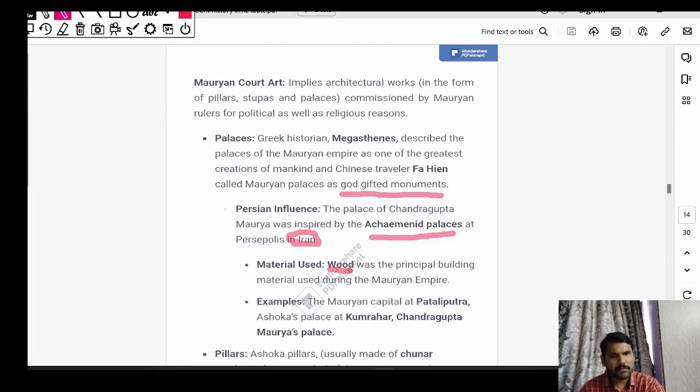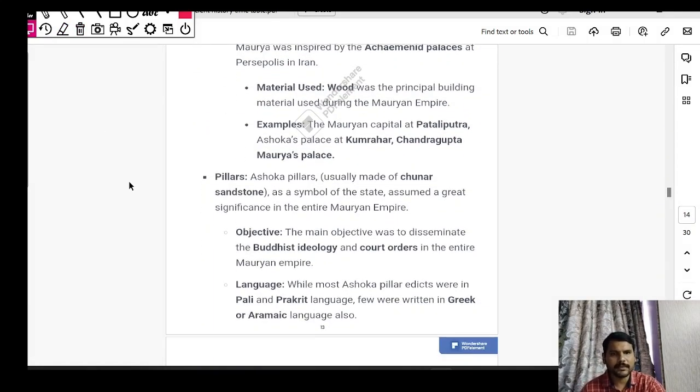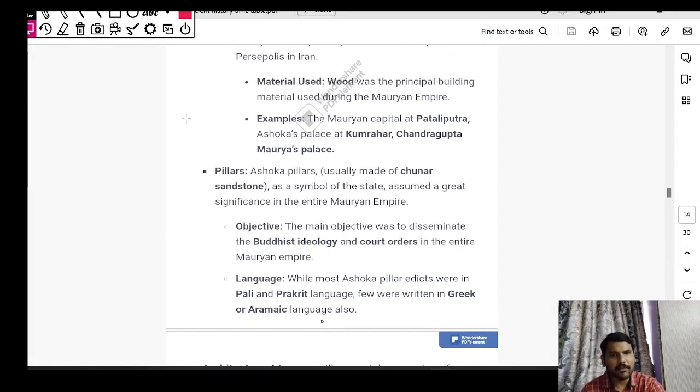Wood was the material used, and in Patliputra you have Ashoka's palace at Kumrahar and Chandragupta Maurya's palace. These things you have to remember. If you look at the pillars, Ashoka's pillars are very famous, and they are made of Chunar sandstone. Keep that in mind. During the Delhi Sultanate we have seen red sandstone, and later under Shah Jahan and the Mughals, white marble and red sandstone. Here in the Ashoka period and the Mauryan period in general, Chunar sandstone was used, and the main objective was to disseminate the Buddhist ideology and court orders.